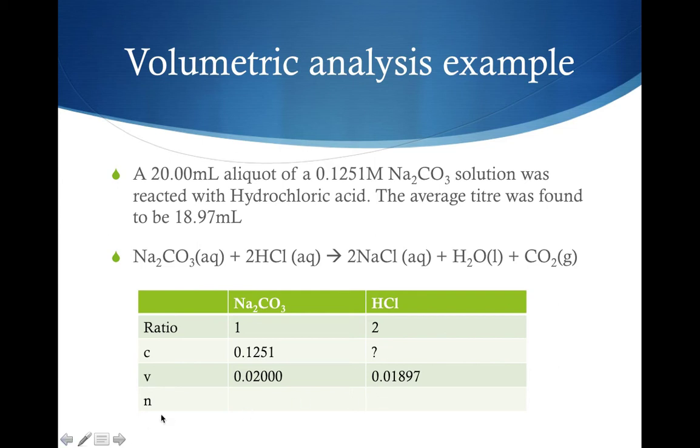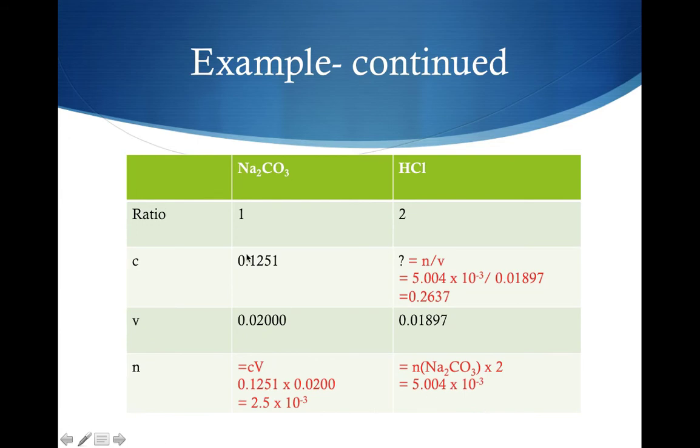And to do that, we're going to need to know the amount in moles, so we're leaving a row for that as well. So, from this concentration and volume, we can then find that amount in mole is C times V, so we can find the amount in mole of the sodium carbonate. From the amount in mole of the sodium carbonate, we can use our 1:2 ratio. So we can say, if I've got 1 mole of sodium carbonate, I've got 2 moles of HCl. So I'm going to double the amount in mole of sodium carbonate, and that's going to give me my amount in mole of HCl.